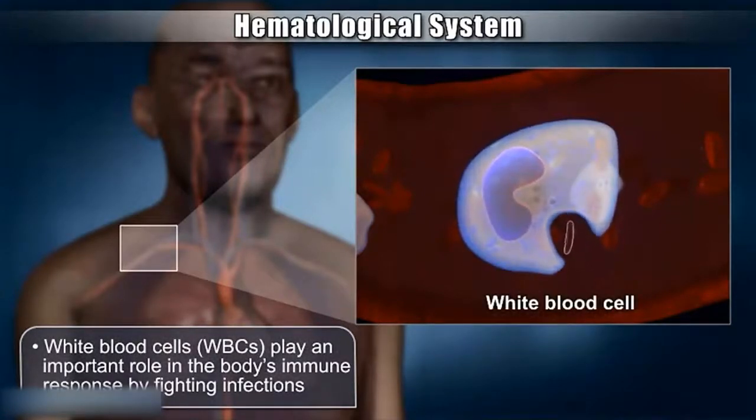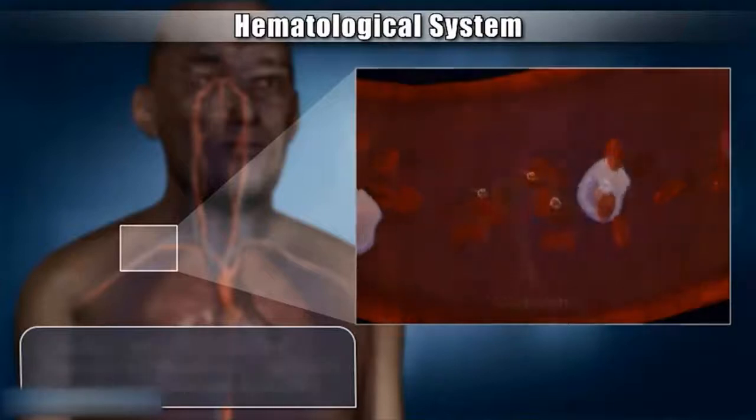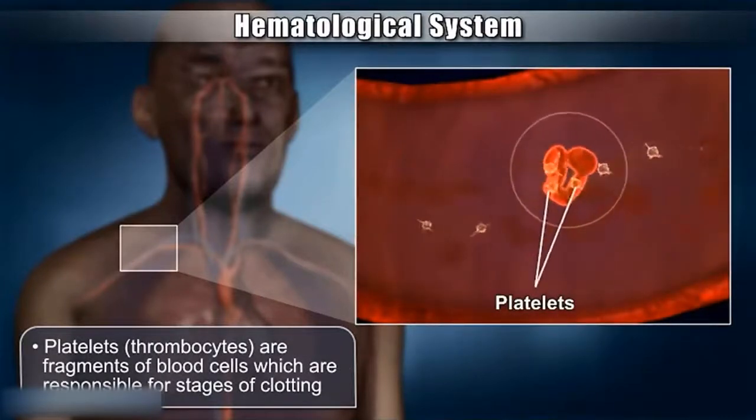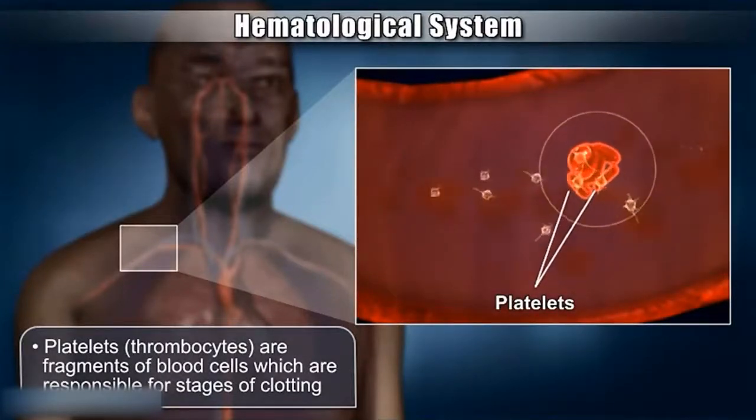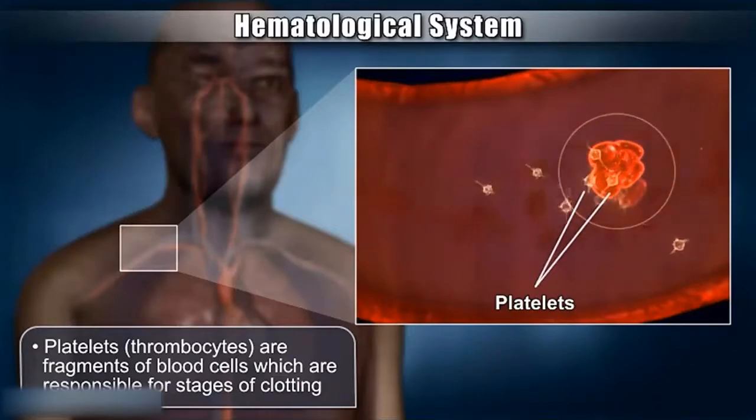White blood cells, or WBCs, play an important role in the body's immune system response by fighting infections. Platelets, or thrombocytes, are fragments of blood cells which are primarily responsible for early stages of clotting.